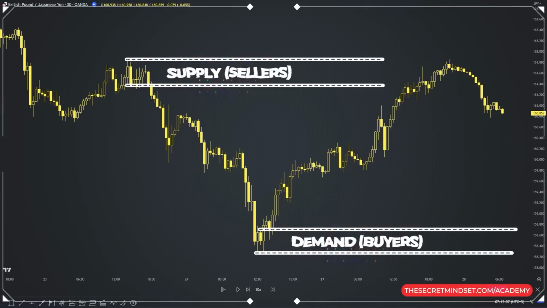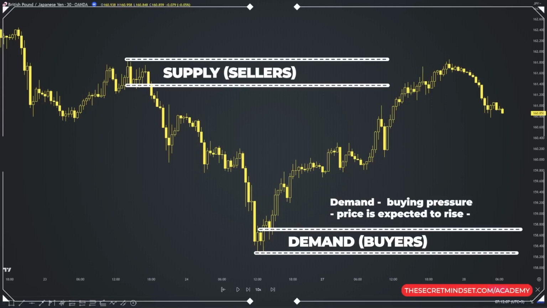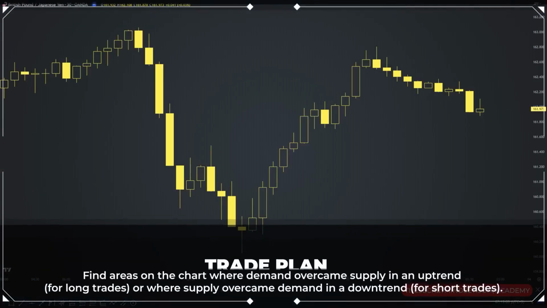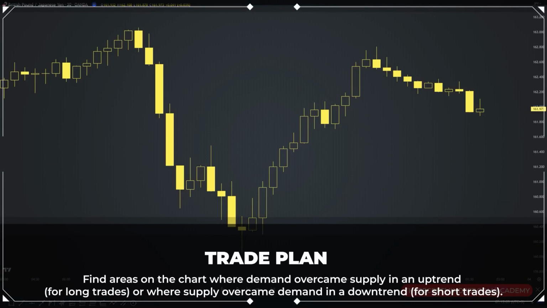So supply zones represent sellers, while demand zones represent buyers. In an area of demand, there is increased buying pressure and the price is expected to rise. And in an area of supply, there is increased selling pressure and the price is expected to decrease. The idea is to find areas on the chart where demand overcame supply in an uptrend for long trades, or where supply overcame demand in a downtrend for short trades.